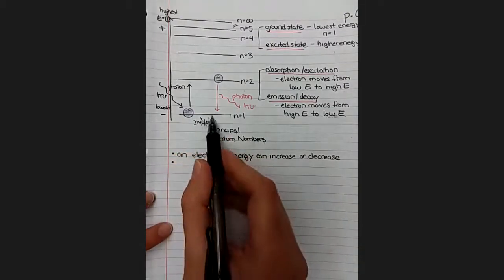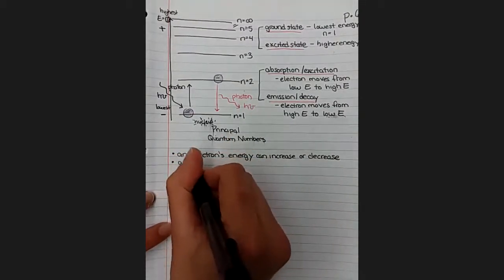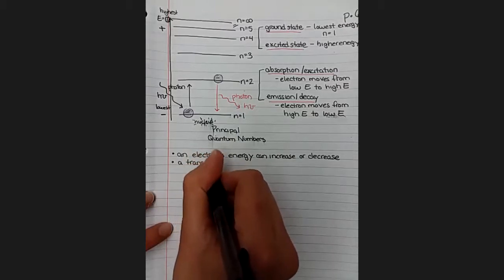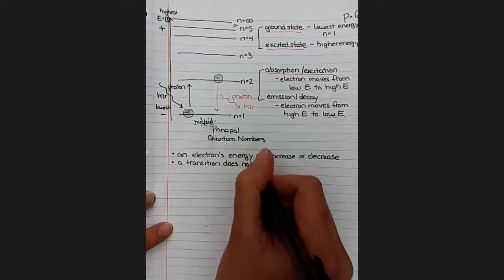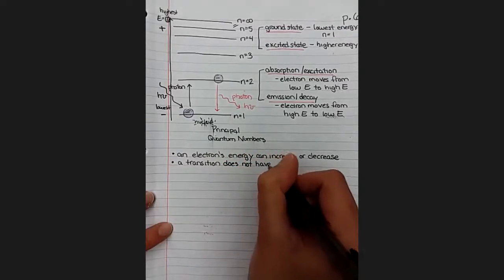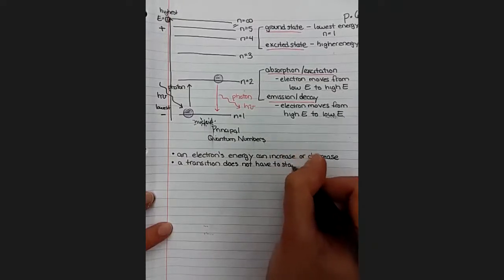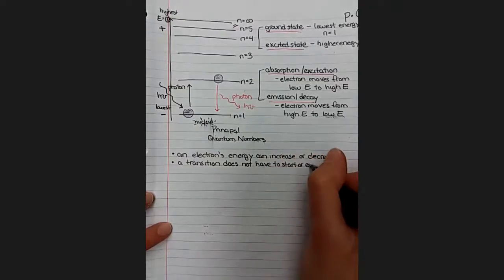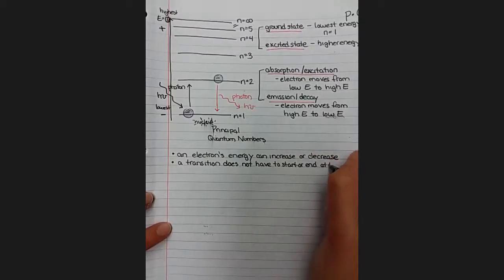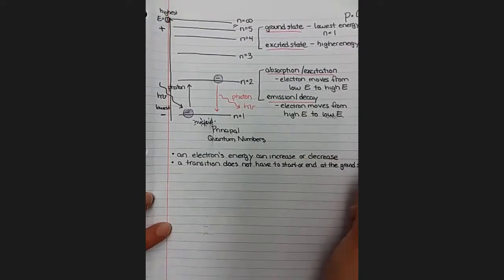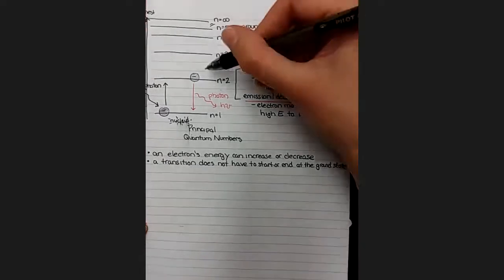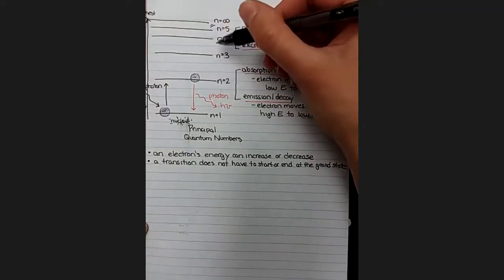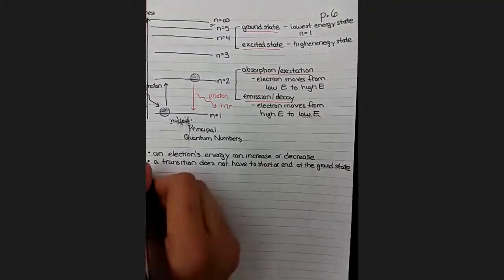The transition does not have to start at n equals 1. And it does not have to end at n equals 1. It does not have to involve the ground state whatsoever. Transitions do not have to start or end at the ground state. So you can transition between 2 and 3 or between 3 and 4. It does not have to involve n equals 1.